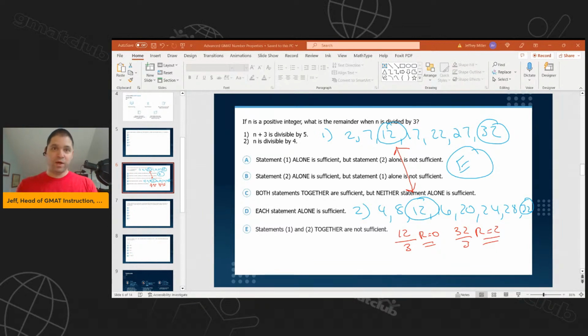In statement 1, here's my evenly spaced set. Add 5 to each preceding value, right? Statement 2, list out the multiples of 4. Find 2 numbers that carry over between the lists, divide them by 3, get different remainders, call it a day, right? To me personally, I just don't see an easier way to do it.